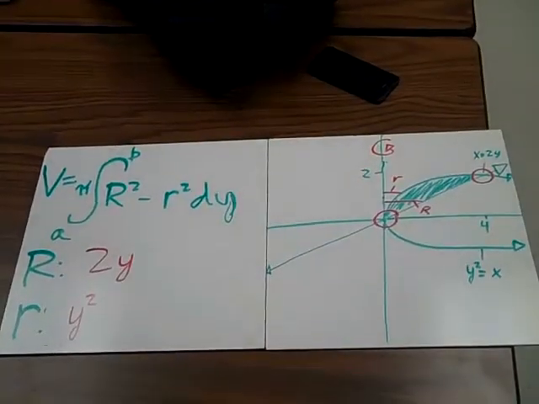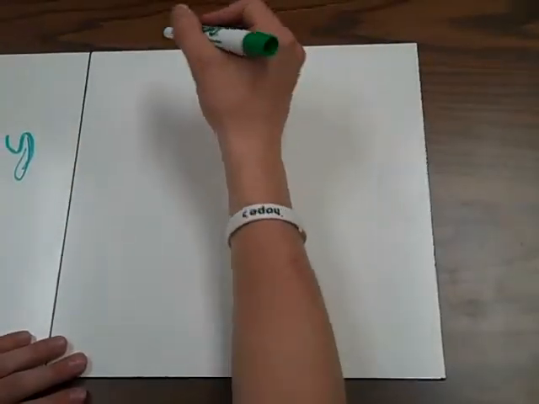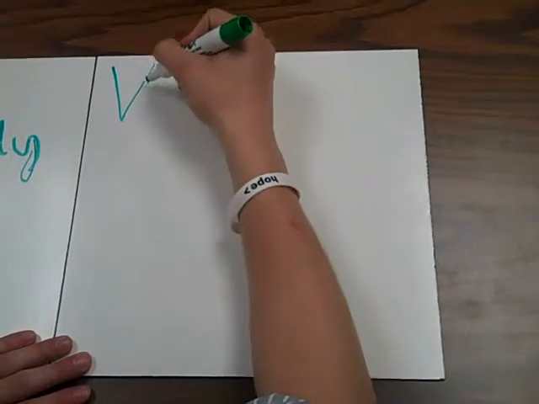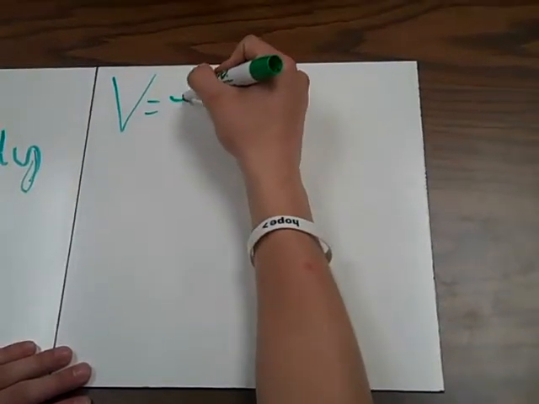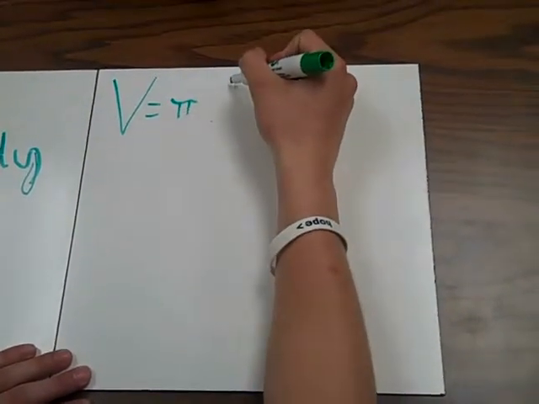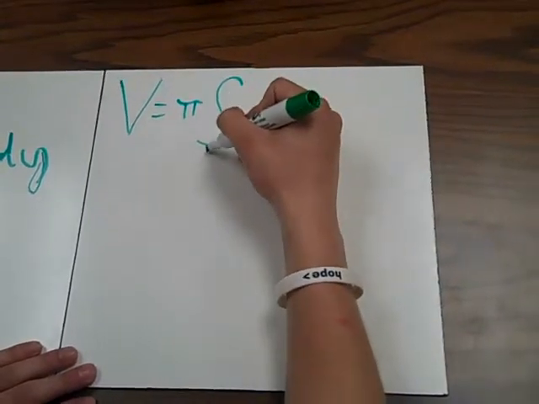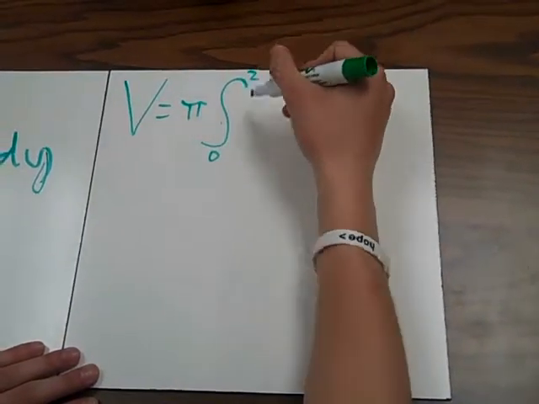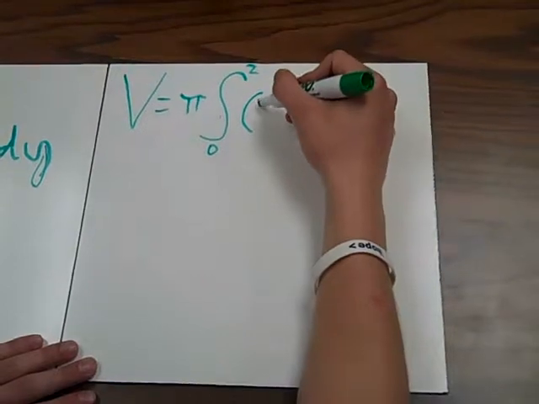And the points of intersection for this problem will be 0 and 2. So the bounds for the integral will also be 0 and 2. And we're going to set up our integral here. Substitute in big R, which is 2y, and little r, which is y squared.